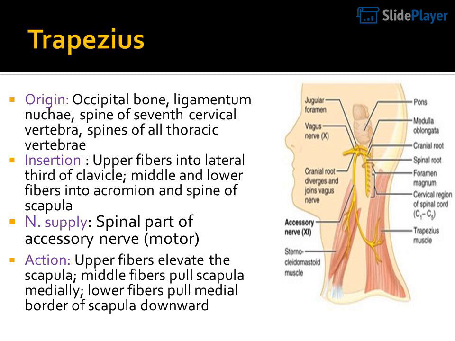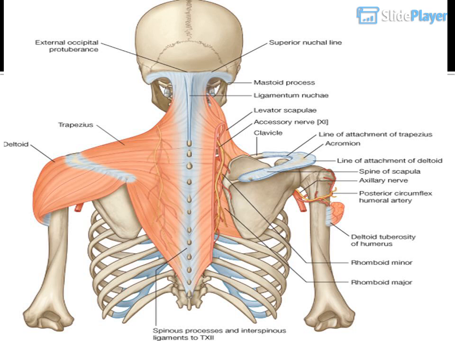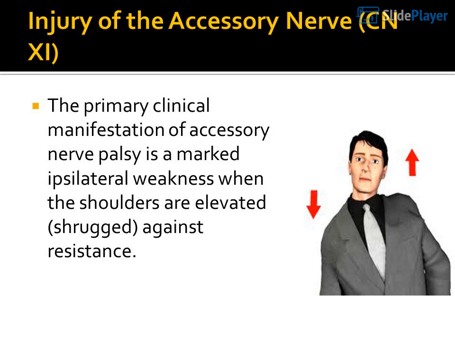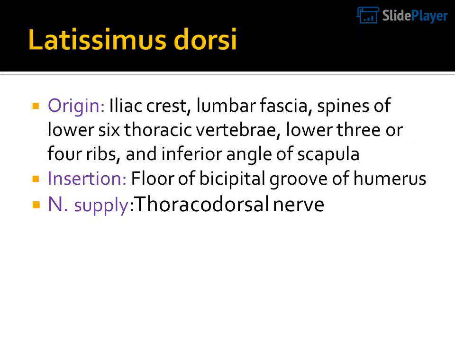Nerve supply: spinal part of accessory nerve, motor. Action: upper fibers elevate the scapula, middle fibers pull scapula medially, lower fibers pull medial border of scapula downward. Injury of the accessory nerve, CN 11. The primary clinical manifestation of accessory nerve palsy is a marked ipsilateral weakness when the shoulders are elevated, shrugged, against resistance. Latissimus dorsi. Nerve supply: thoracodorsal nerve.